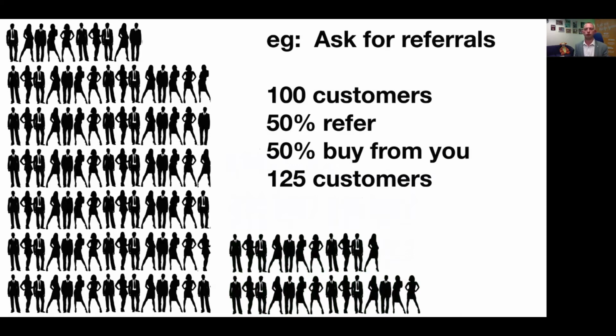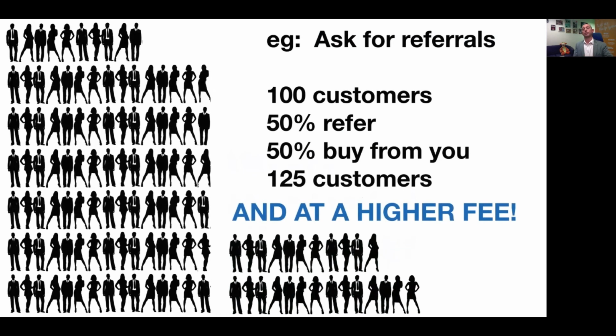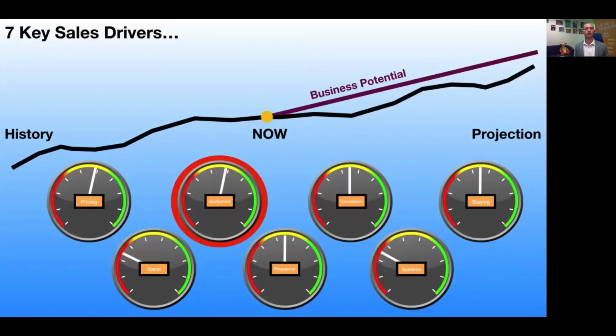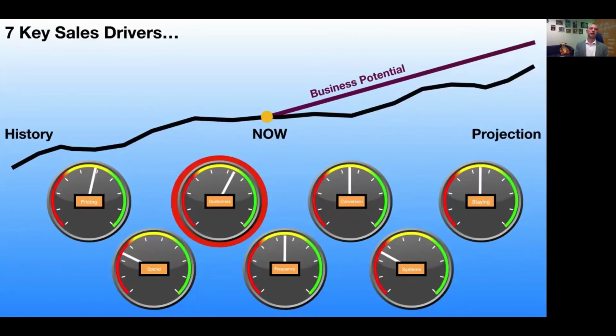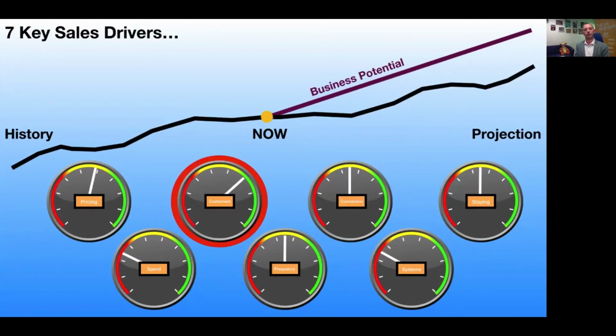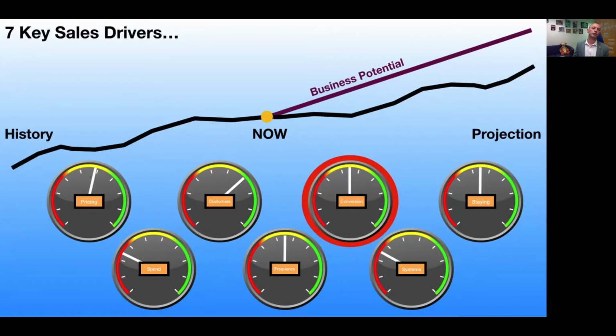So that's just one strategy that can be applied to increasing the number of customers a business works with. And of course, those customers will have been taken on at the higher price, which is going to have a compounded impact on the business potential, isn't it? So if we can increase the number of customers, that's going to have an impact on the business potential going forward. So the next one's the conversion rate.